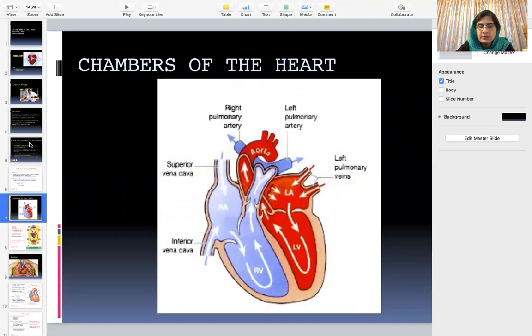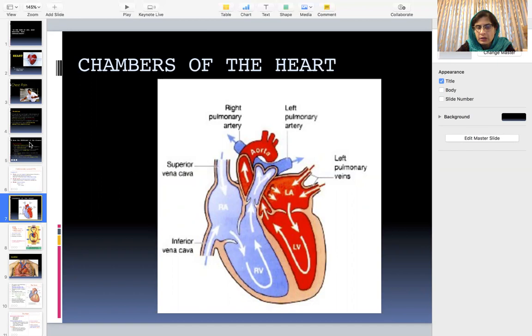Then the inner structure of the heart: you all know from your previous knowledge that the heart has four chambers, two atria and two ventricles. The atrium and ventricle on the left side are usually called the left heart, and the atrium and ventricle on the right side are called the right heart. Now they are connected to each other by different valves.